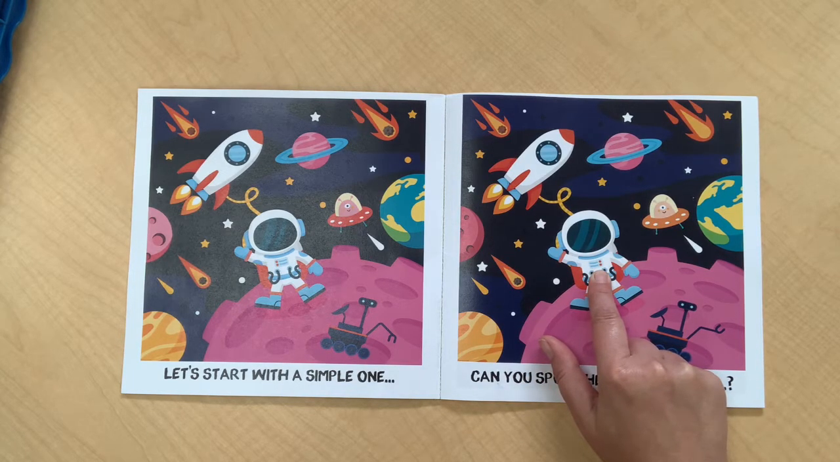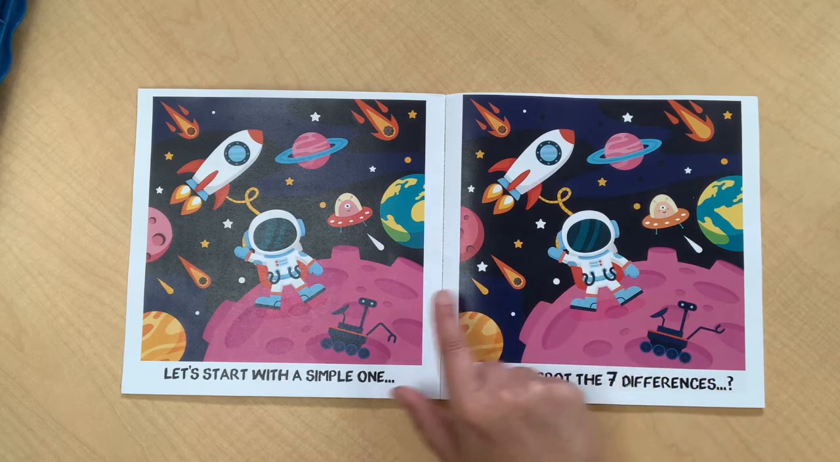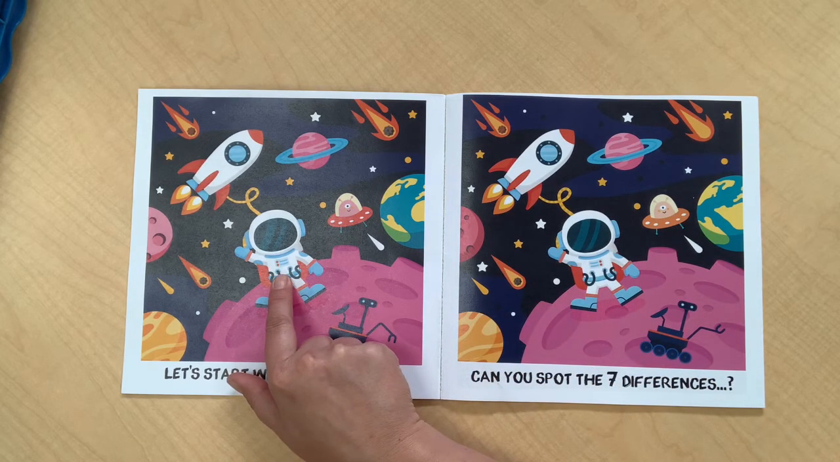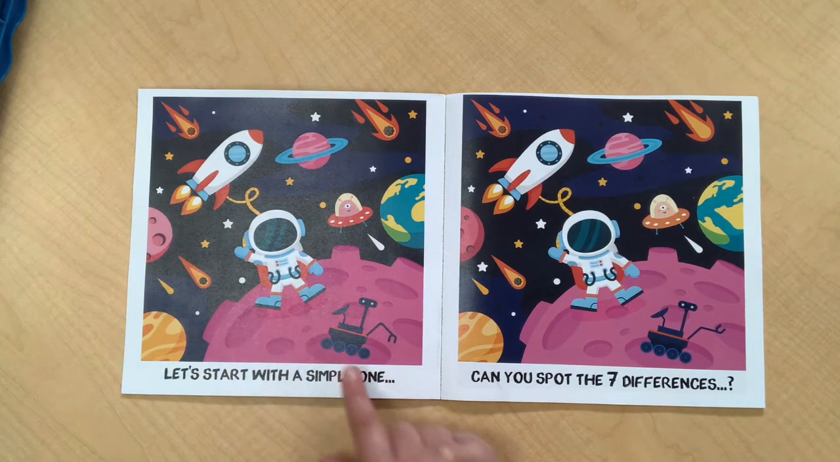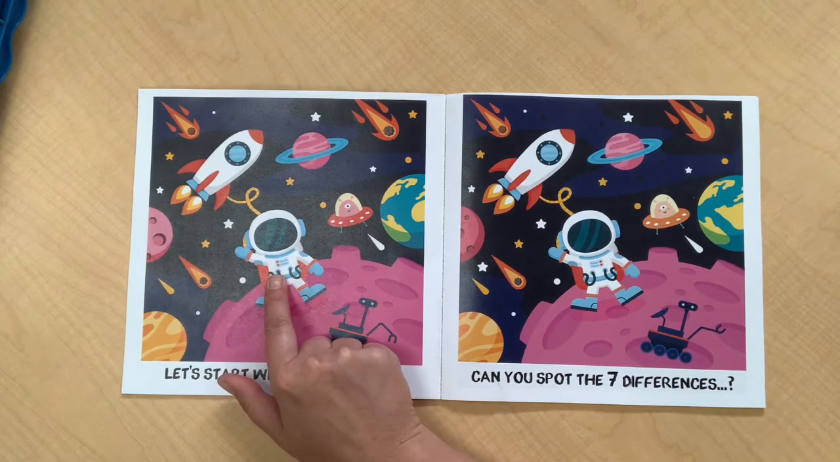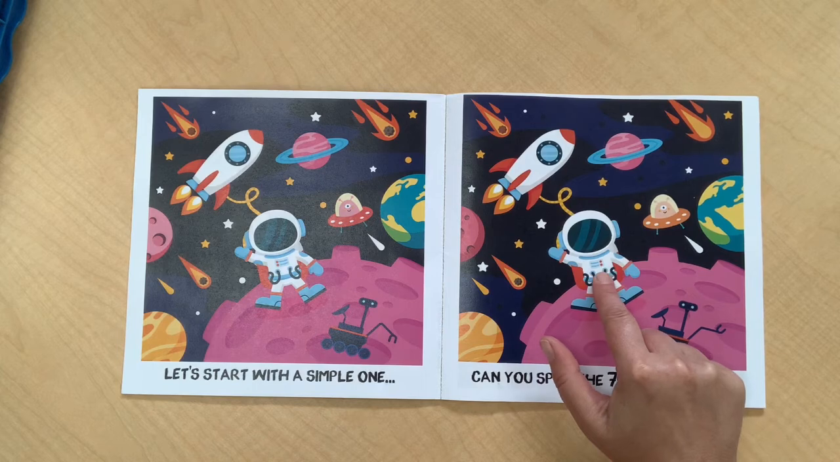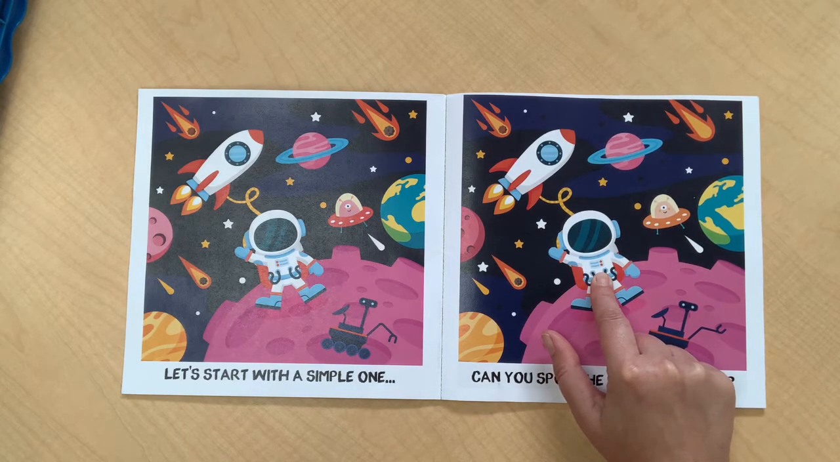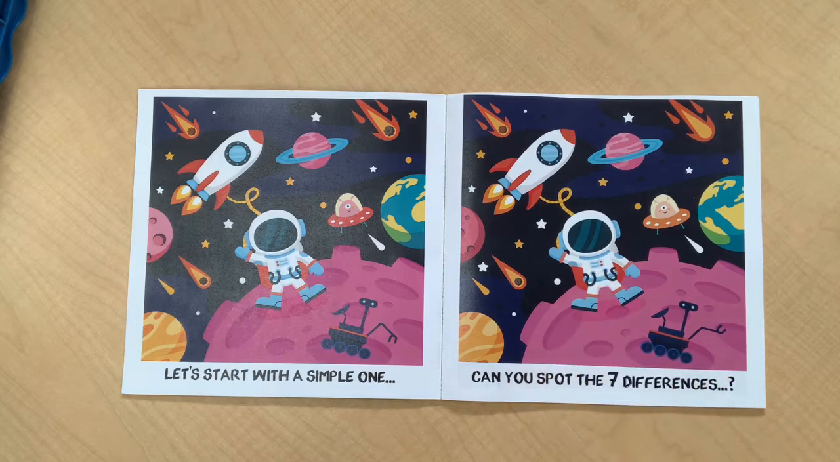Do you see the buttons on that astronaut suit? Now look over here. Do you notice? Ooh, that's a really tricky detail. Do you see how here the buttons are on one side and here they're on the other side? Pretty cool. We found a very, very tiny detail, didn't we? All right, let's keep looking. I'm noticing a bunch of stars.